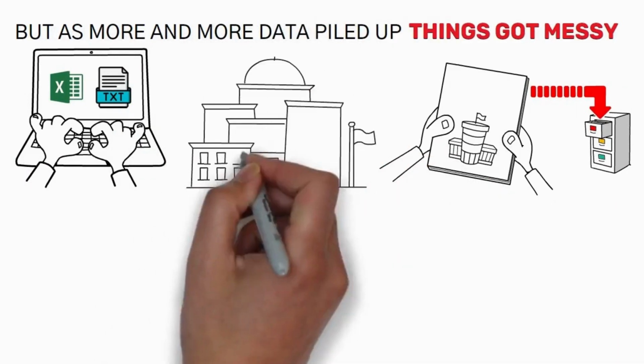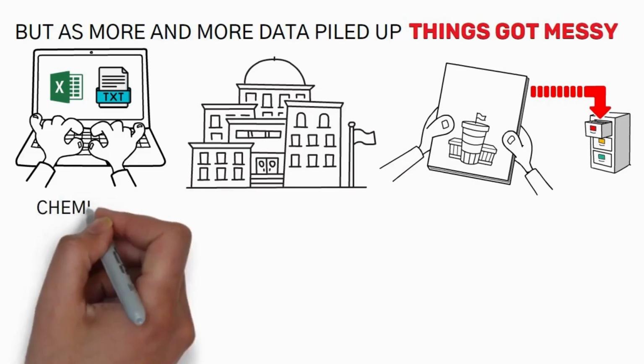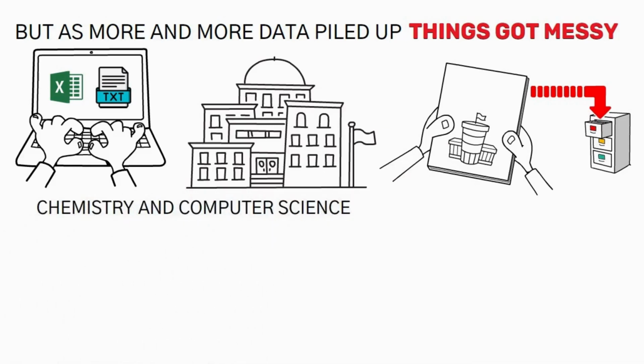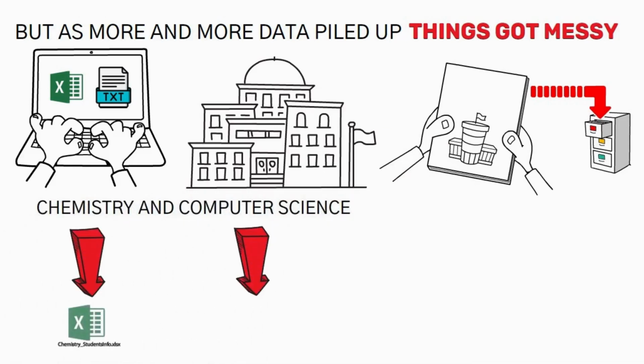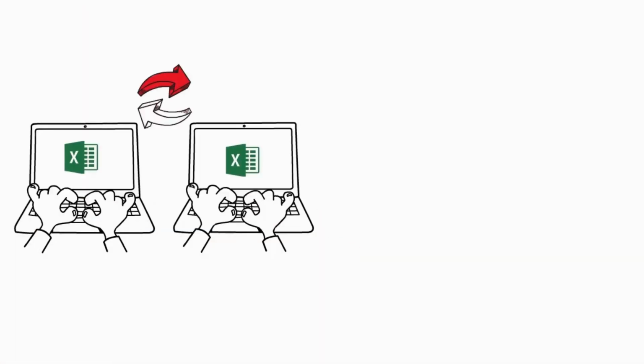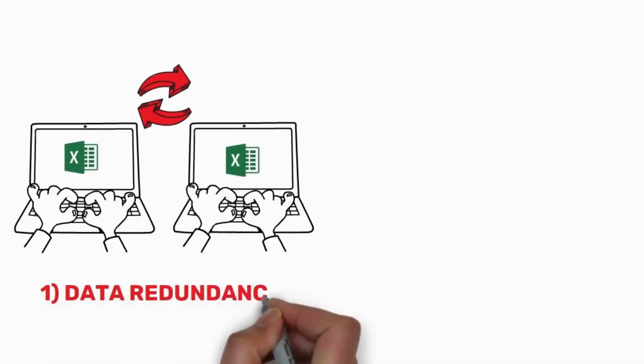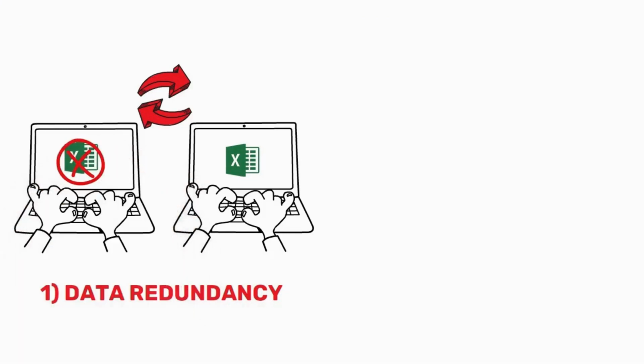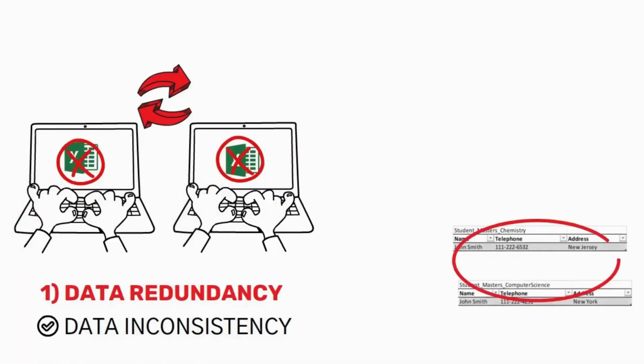Let's imagine a university with two departments, chemistry and computer science. Each department kept its own files, like Excel sheets for its students. But what if a student studied both chemistry and computer science? Their information ended up duplicated in both files, leading to data redundancy. Also, the data might not match between the two files, creating data inconsistency.